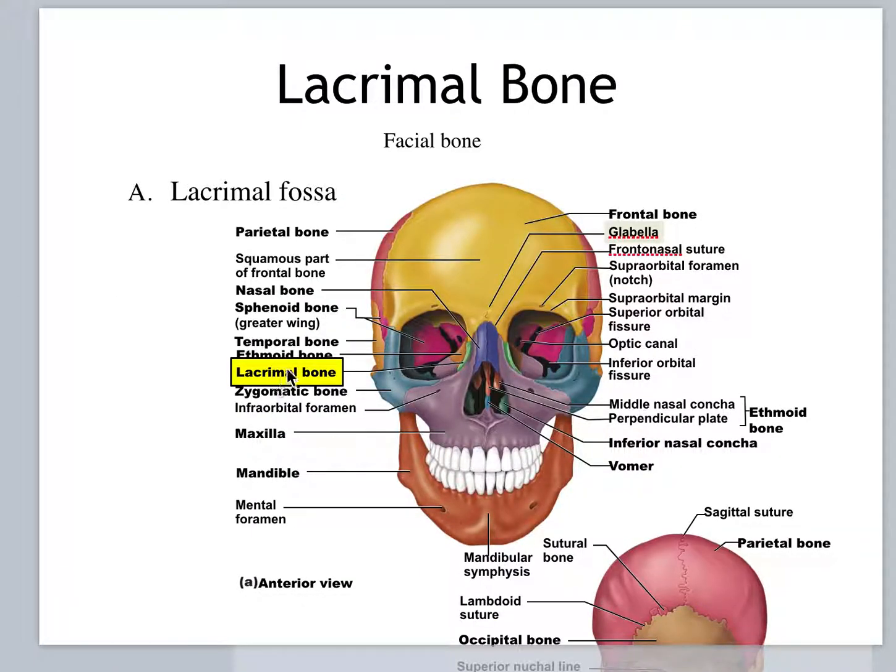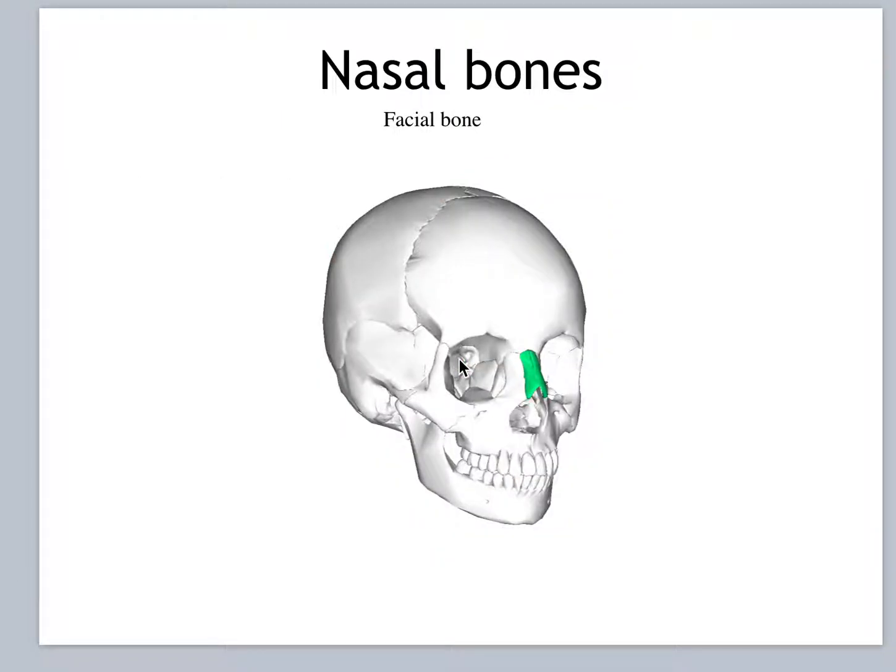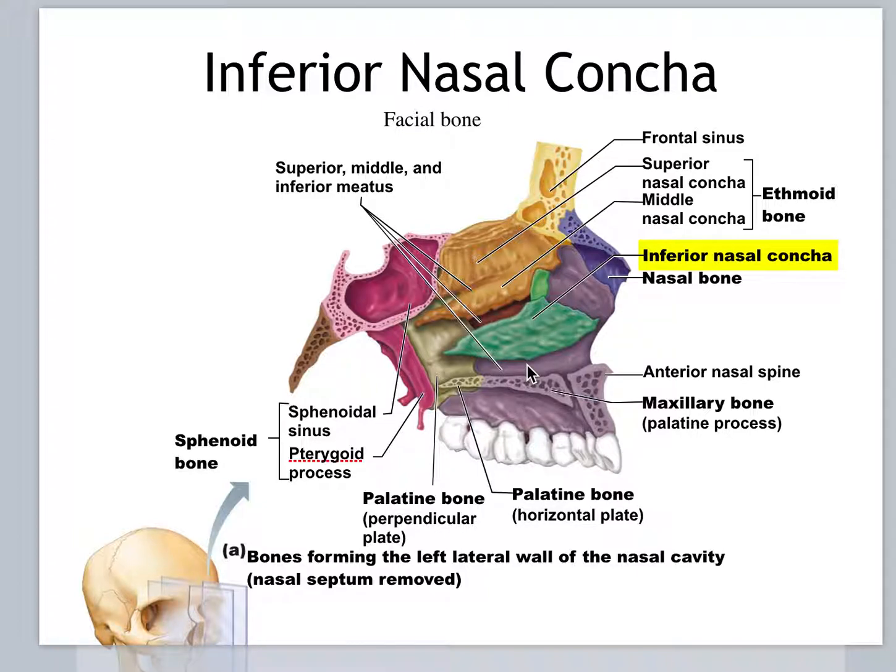Here's the lacrimal bone. This is a small bone in the inner portion of the orbit. Lacrimal is tear duct. This is the bone that has an opening through it where the tear duct runs through this bone. The nasal bone. So there's a bridge. It's at the bridge of the nose. The inferior nasal concha is part of the inner portion of the nasal cavity. It's represented by this green shaped bone. Again, these are all small bones that are hard to localize, hard to really identify and separate.